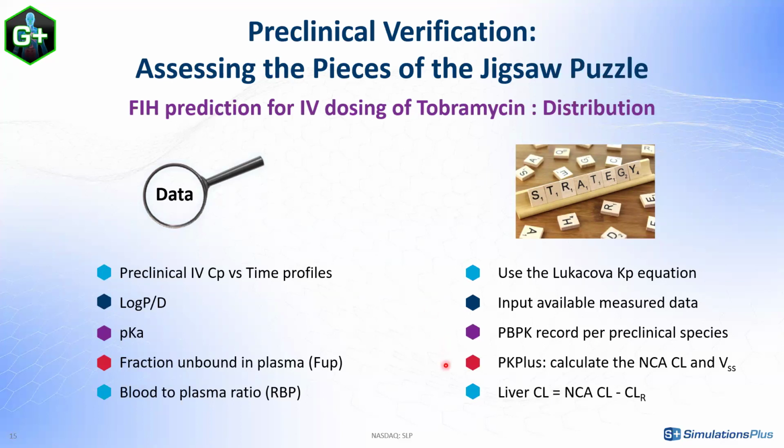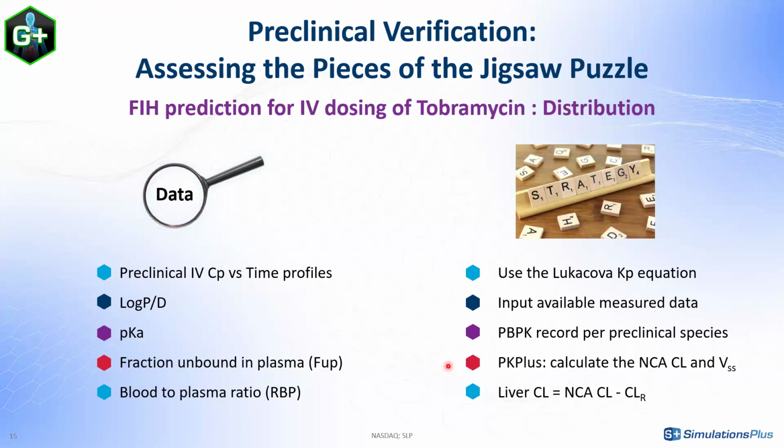The PK Plus module, which is included as part of the FIH Simulator, can be used to calculate the NCA parameters from observed IV data. The NCA clearance can be used at this stage to enable a focus on the distribution. Renal clearance, as predicted by species-specific unbound glomerular filtration, can be subtracted from the total NCA clearance to enable the entry of hepatic clearance into the model. The NCA volume of distribution will provide the value you are aiming to match with the PBPK model.